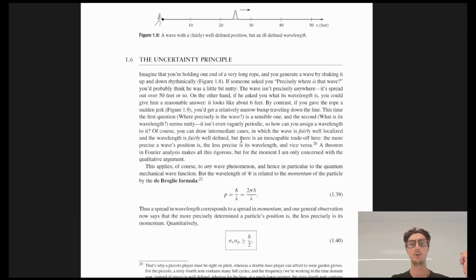Of course, you can draw intermediate cases in which the wave is fairly well localized and the wavelength is fairly well defined. But there's an inescapable trade-off here. The more precise a wave's position, the less precise its wavelength, and vice versa. A theorem in Fourier analysis makes all this rigorous, but for the moment, I'm only concerned with the qualitative argument.